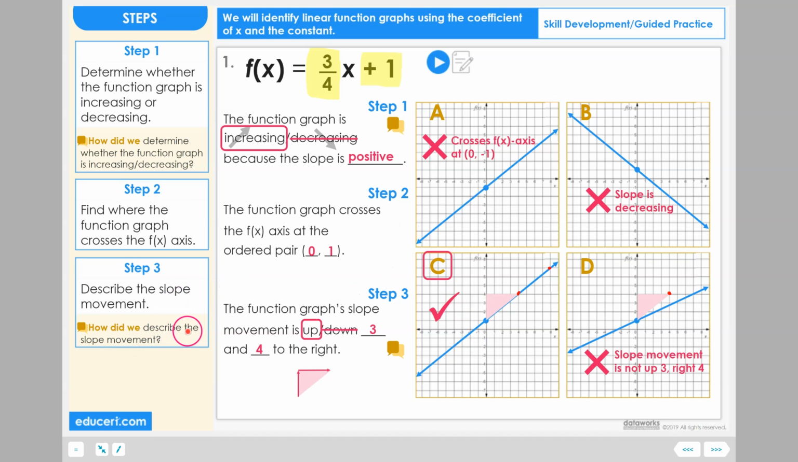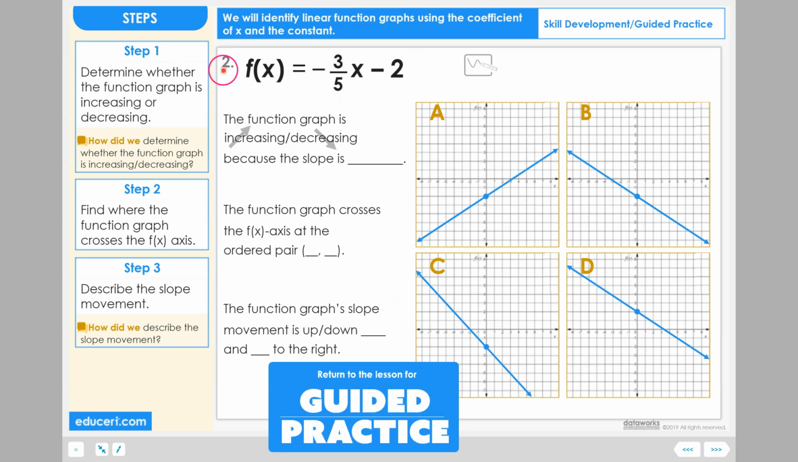How did we describe the slope movement? We used the coefficient of x. We use a numerator to tell us it's going exactly 3 up, and the denominator to tell us it's going exactly 4 to the right. And we tried these slope movements on our graph to see which one was following this exact motion. You are now ready to identify the linear function graph for the linear function in problem number 2.